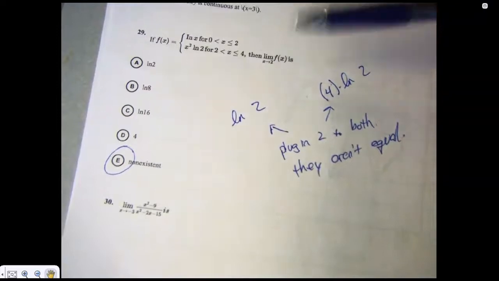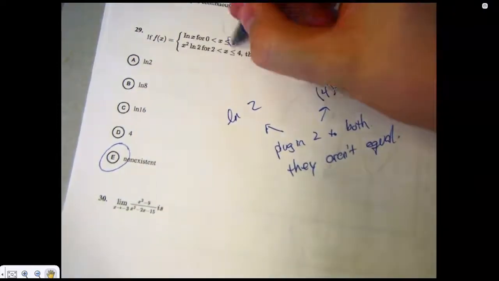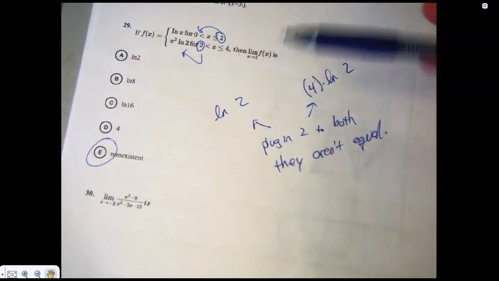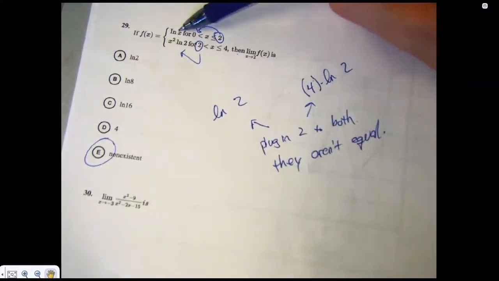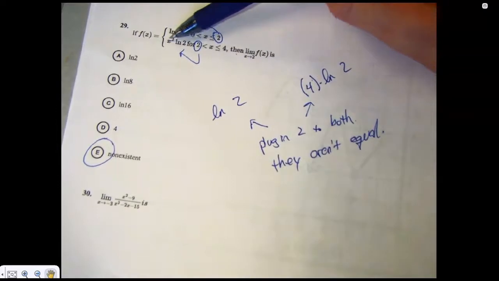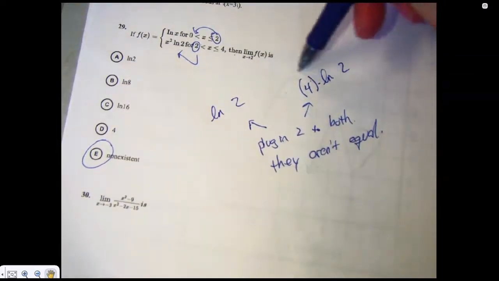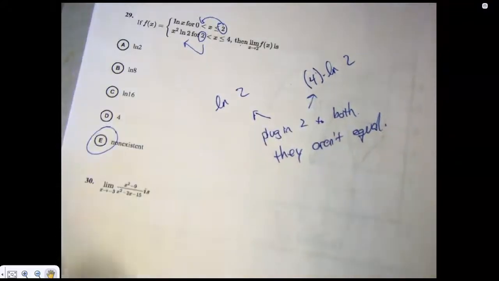29. Find the limit as x approaches 2. So I need to plug 2 into this fella and 2 into this fella and see if those roads come together. Plugging in up here gives me ln of 2. Plugging in down here gives me 4 times ln of 2. So no, they're not going to be the same because one's multiplied by 4 and one's not.